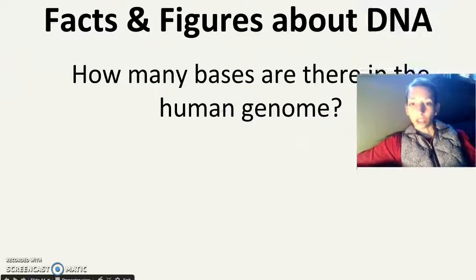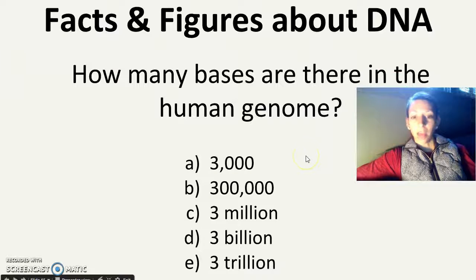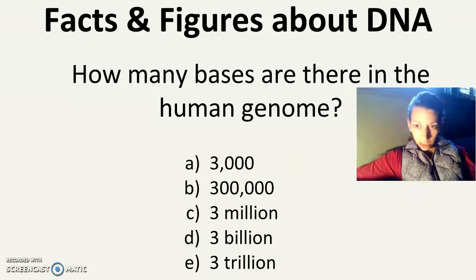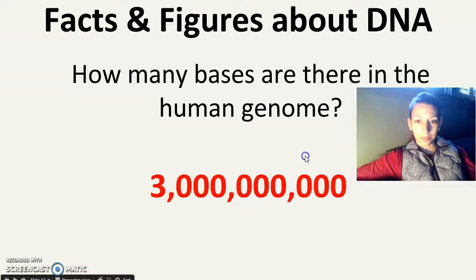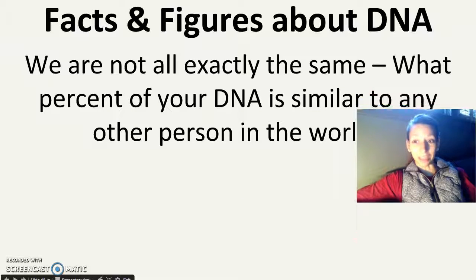So in the human genome, we have how many DNA bases? Take a quick guess. And the answer is 3 billion. So that's what this number looks like. It's quite a bit, quite a big number.